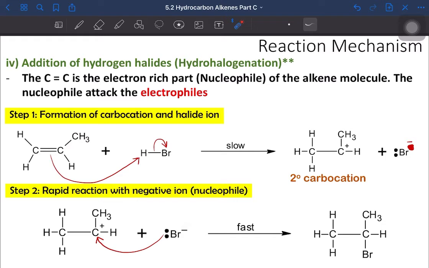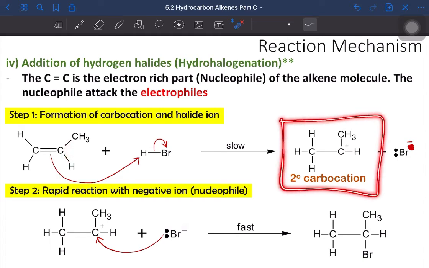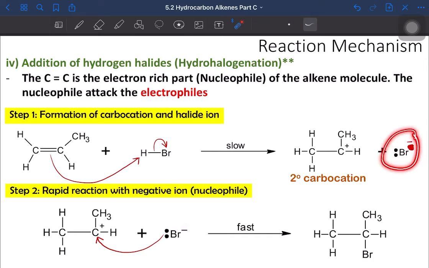So we have learned about the Markovnikov rule. So the Markovnikov rule states that the more electropositive reagent will be bonded to the carbon with more hydrogen. So hydrogen ni more electropositive kan, so dia akan attach pada carbon yang ini, sebab this carbon has more hydrogen compared to this carbon. So hydrogen ni akan form bond dekat this carbon, and then this carbon now will be positively charged. Okay, so that's why we form this secondary carbocation and the bromide ion. Okay, now so this step here is a slow step.